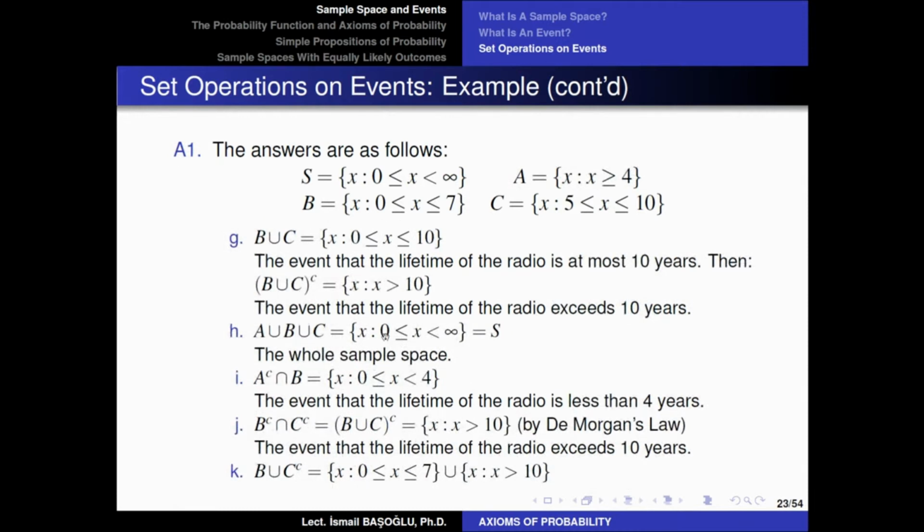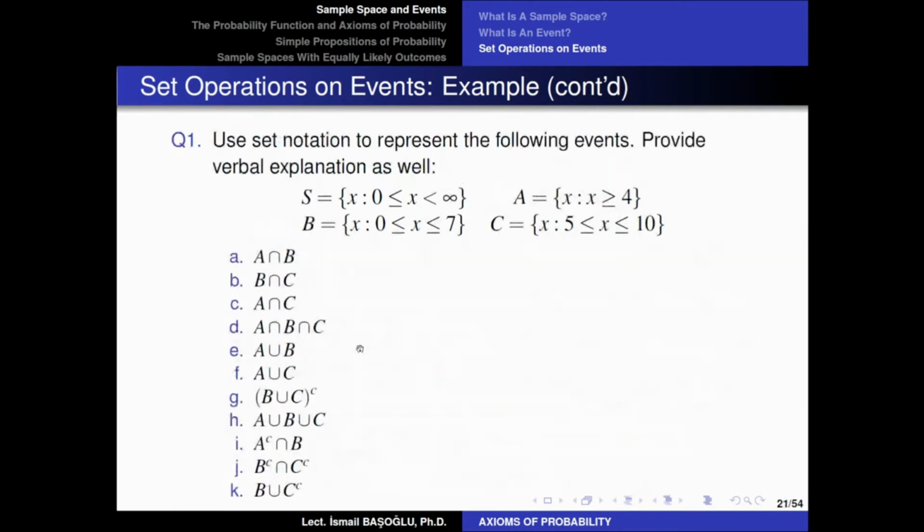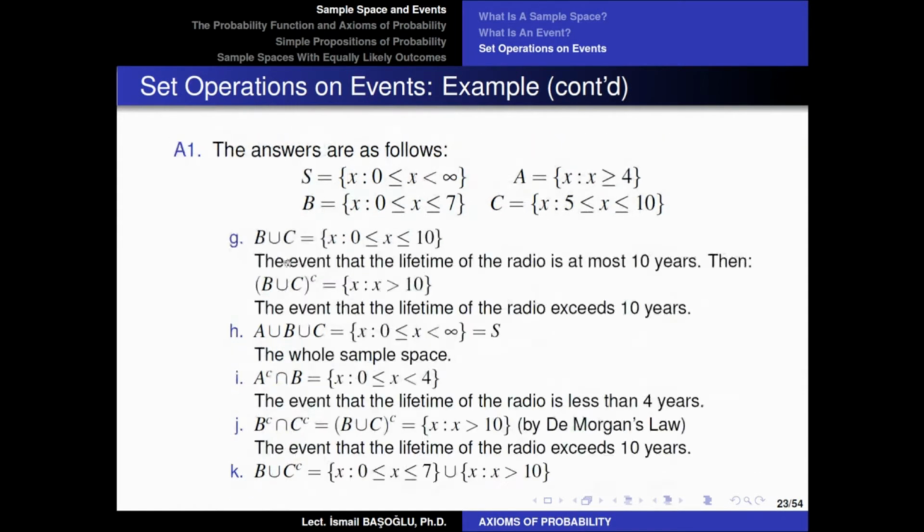Now, this first phase of this question was rather easy. Now we are going to make things a little more complicated. So let's start from the complement of B union C. In order to define the complement of B union C, first let us define B union C. Then we can define its complement. Now, B is an interval from 0 to 7, and C is an interval from 5 to 10. Their union is going to be an interval from 0 to 10, and the complement of B union C is going to be a ray starting from 10 exclusively until infinity.